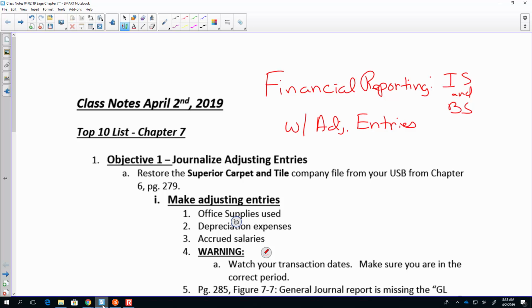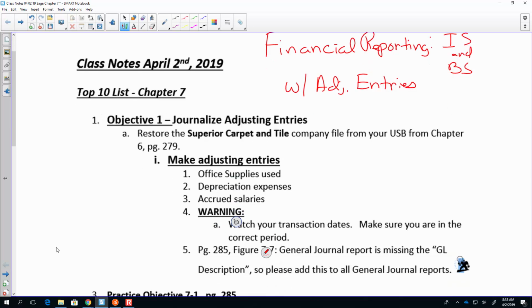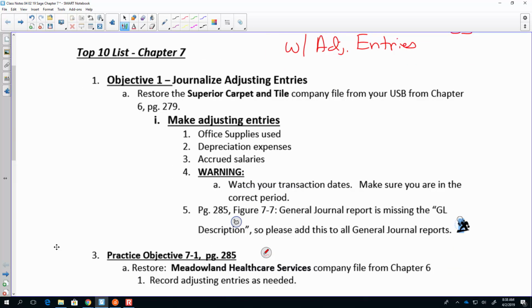And you can see here the 3 adjusting entries that we'll be covering in chapter 7 are office supplies used, the depreciation expense entry, and accrued salaries. And they give examples of all 3 in the book, the debit and the credit entries. We should be familiar with these also. These are the main ones that every month accountants do. So hopefully they'll make sense for everyone.